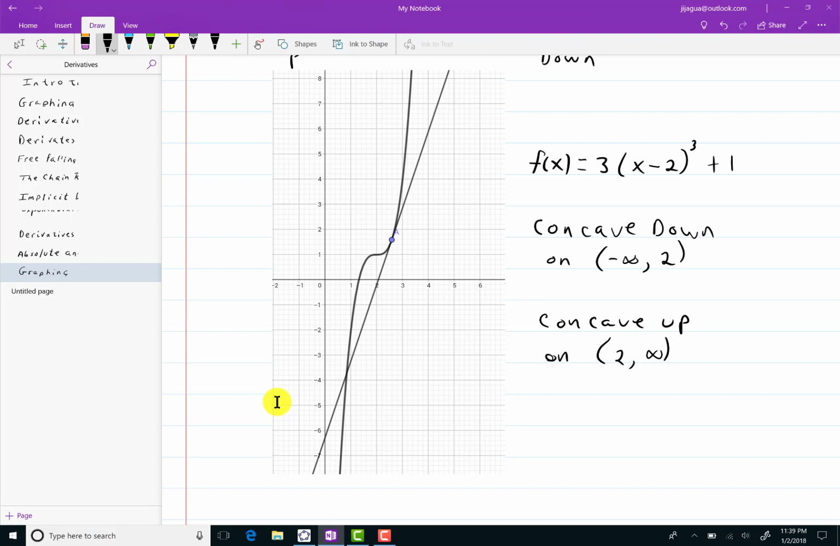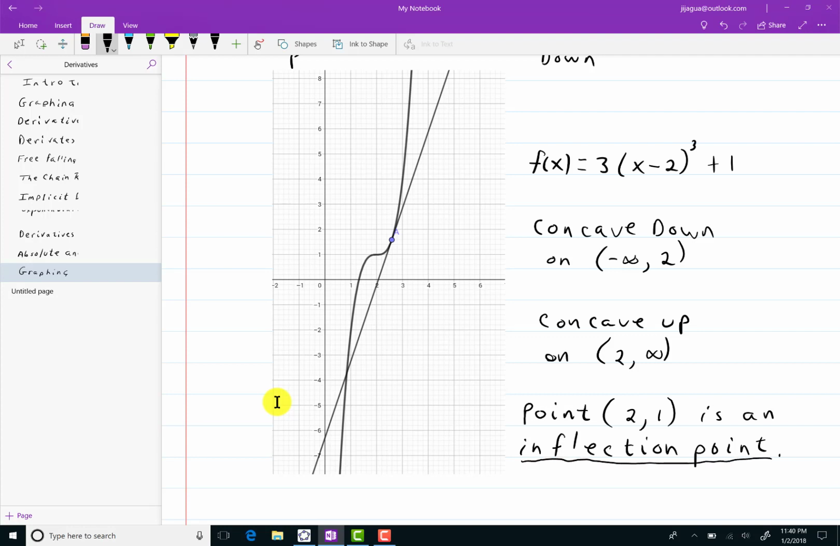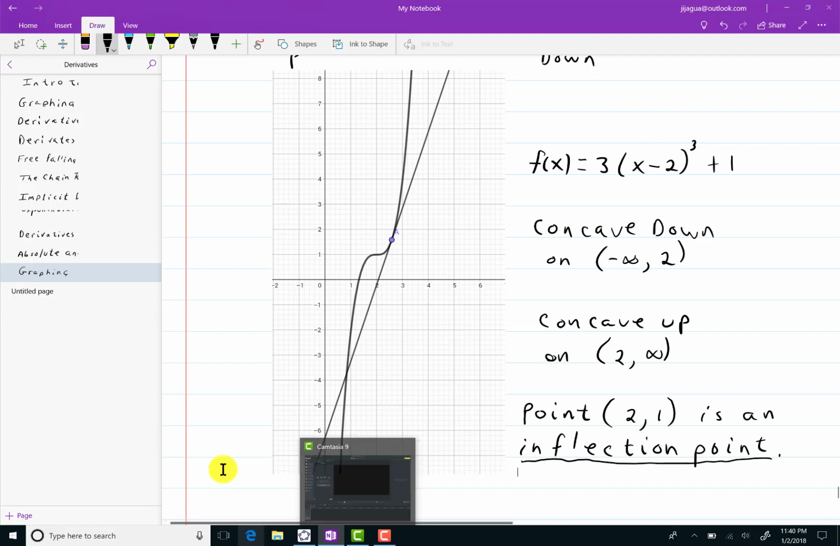And the point (2, 1) is an inflection point. That's where concavity changes. The x value is the place where it changes from concave down to concave up. Well, you'll get second derivatives will be negative where it's concave down and positive where it's concave up.